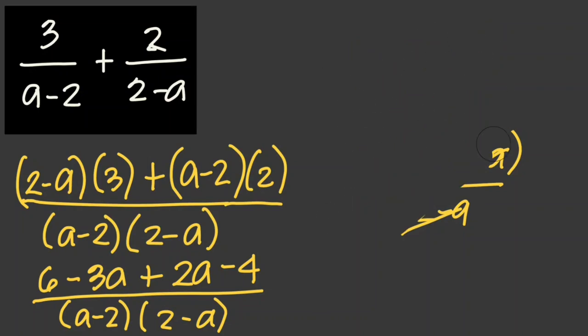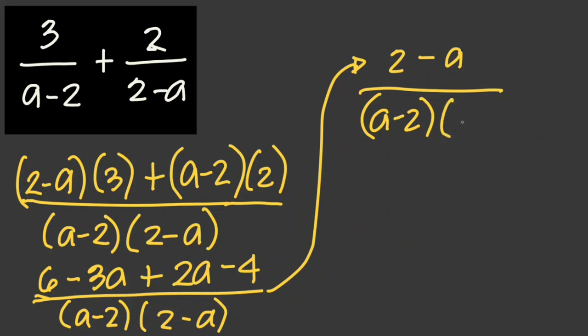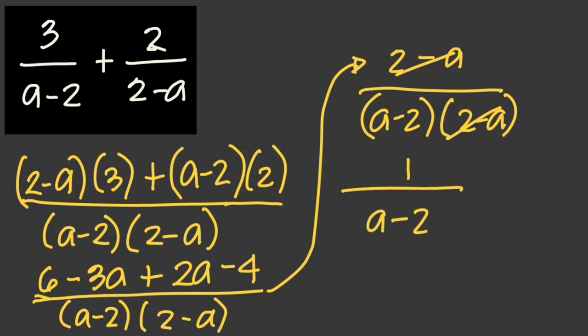Then let's simplify our numerator further. We can group like terms. 6 minus 4 is 2. Negative 3a plus 2a is just negative a, over a minus 2 times 2 minus a. The 2 minus a cancels out here, so we're left with 1 over a minus 2. So 1 over a minus 2 is our final answer.